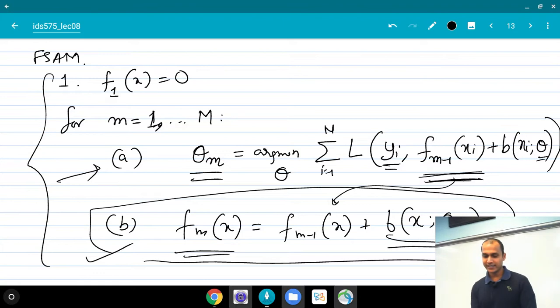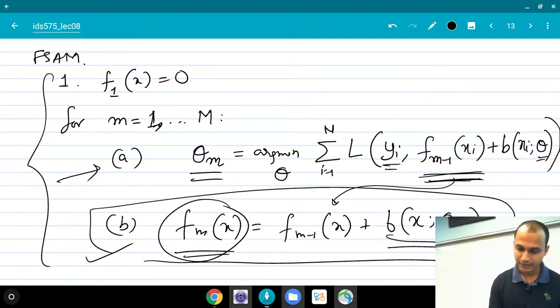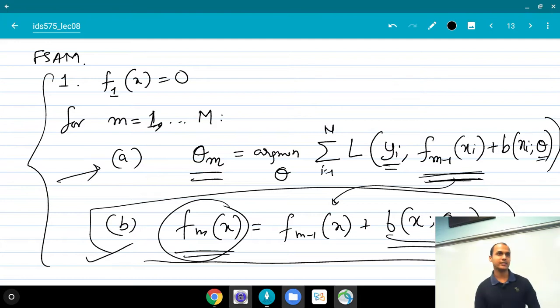Now, why do you think this works? If I do it for m iterations, say 10 iterations, 10 stages, then I'll get an f10 of x, and the question is, why does f10 of x perform well in terms of prediction?